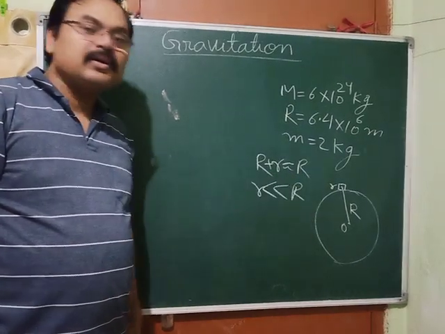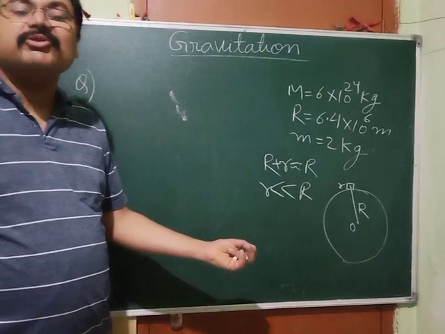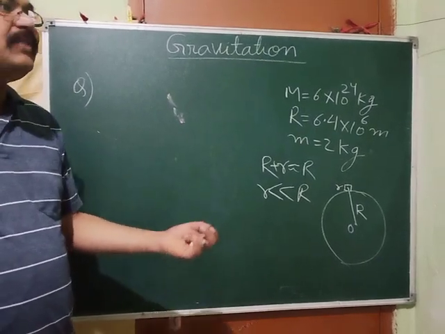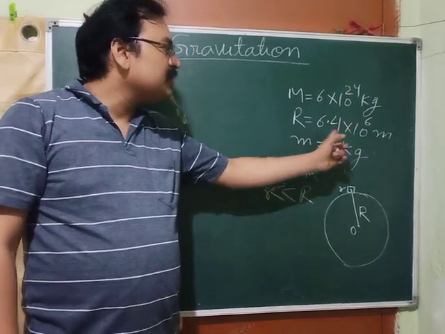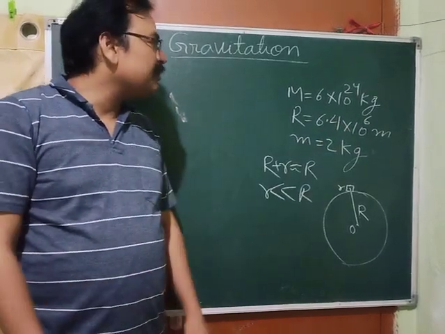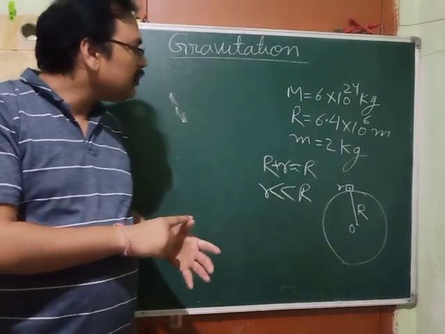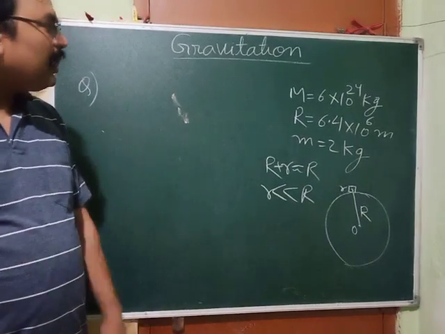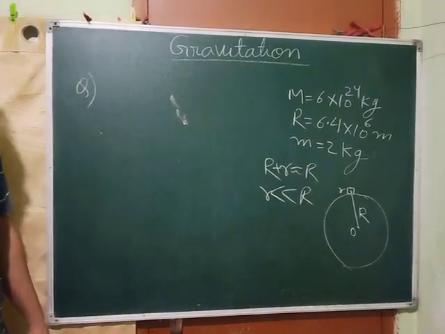Because the radius of that 2 kg mass may be a few centimeters. Suppose it is 5 centimeter, even 10 centimeter. And here it is how much? You can see 6.4 into 10 power 6 meter. That means around 60 lakh meters. So it is much more.